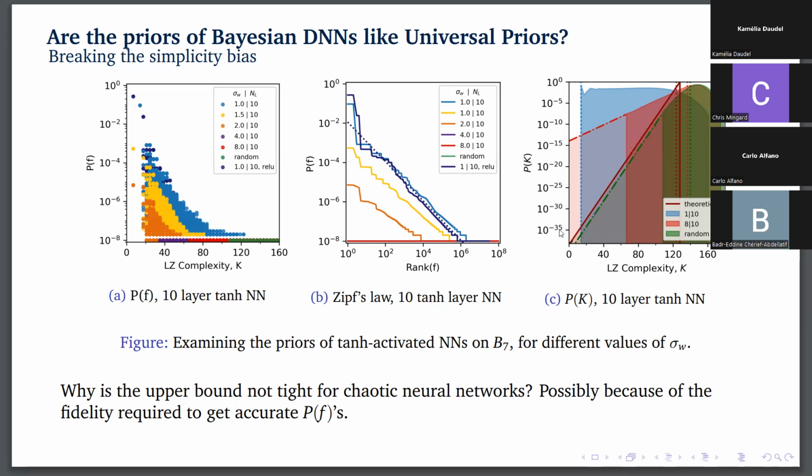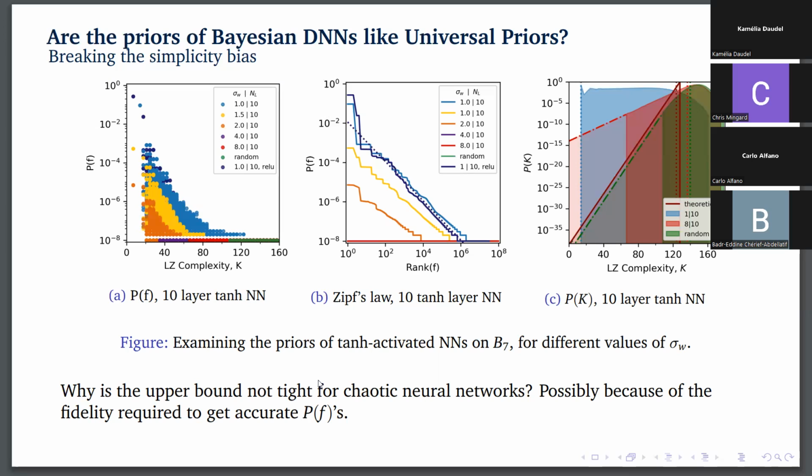And then the question is, why is the upper bound not tight for chaotic neural networks? Why is this chaotic condition required? We're currently not entirely sure, because it's still a very simple map. It's not really any more complex to do the Huffman code generation via this method with sigma W equals 8 than it would be with sigma W equals 1. So we're still thinking about this.